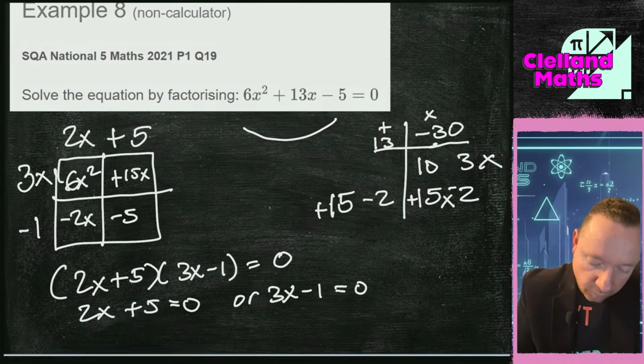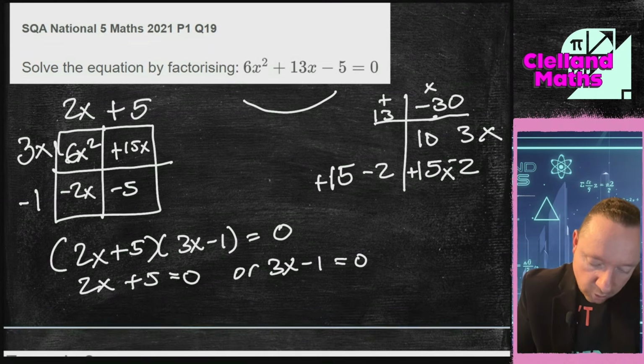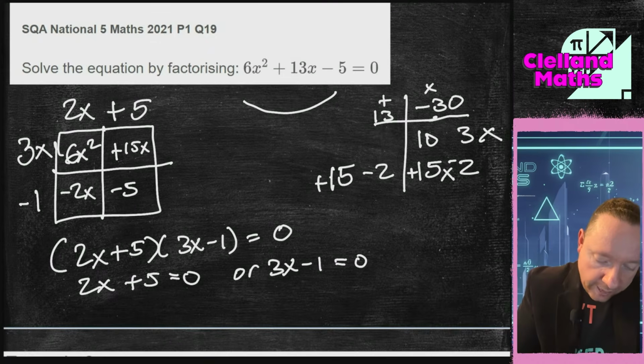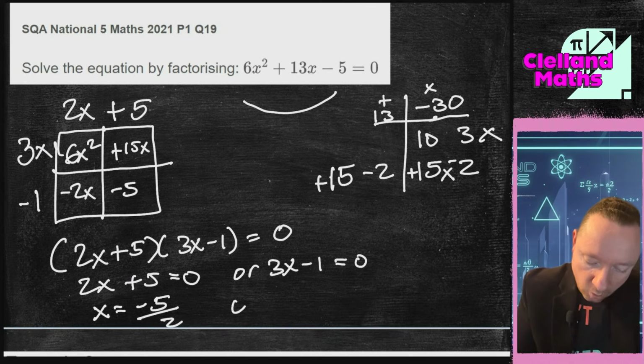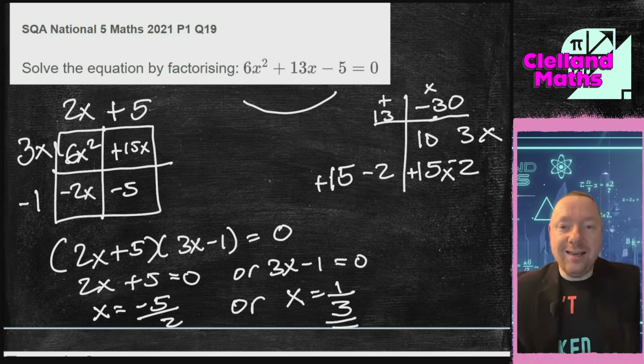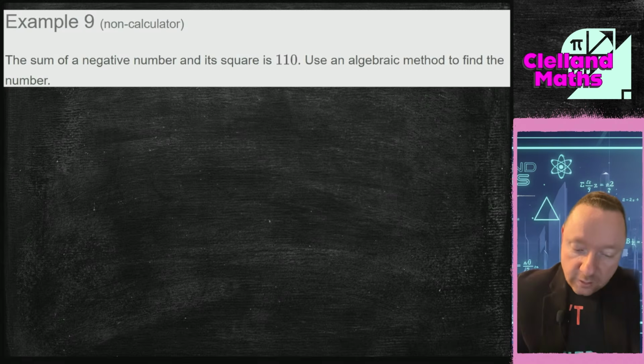And now we can just solve both equations. Looking at the first one, 2x plus 5 becomes x equals minus 5 divided by 2. Or 3x minus 1 equals 0. So 3x is 1, so x is 1 over 3. And we're done there. Example 9: the sum of a negative number and its square is 110.